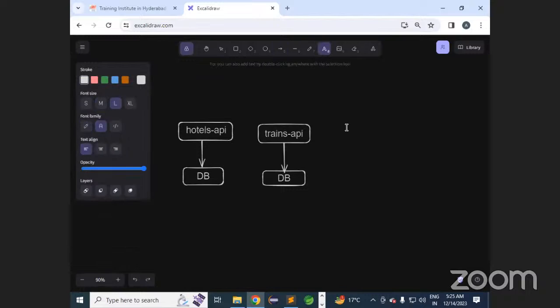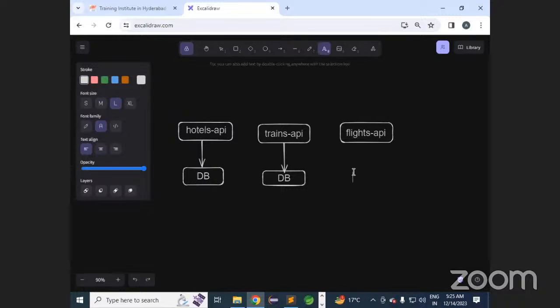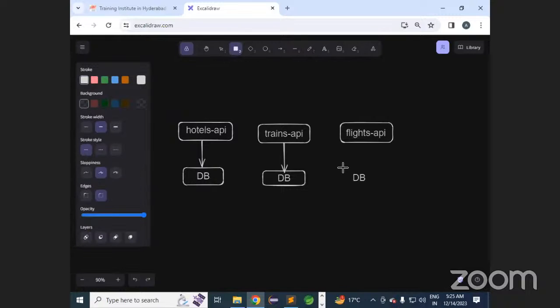Similarly, I have a requirement for flights booking. Then what are we going to do? We are going to develop Flights API. That Flights API will communicate with one more database which is called Flights DB. So like this, there are three microservices available for three functionalities. Earlier, all three functionalities were developed in one project. Now, three functionalities are developed as three different projects. These are called microservices. We can call them REST APIs. We can call them backend applications.